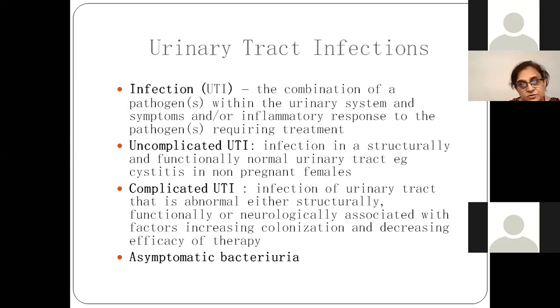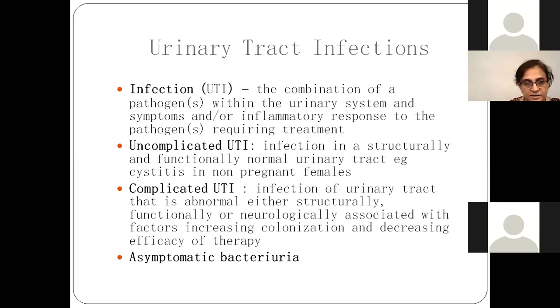Then there can be stones present either in the kidneys or in the bladder, and because of that there is structural abnormality of the urinary tract. So whenever an abnormality is present that leads to a urinary tract infection, that infection is called a complicated urinary tract infection. So this is the basic difference between complicated and uncomplicated. Complicated is in an abnormal urinary tract, and uncomplicated is where the urinary tract is otherwise normal.